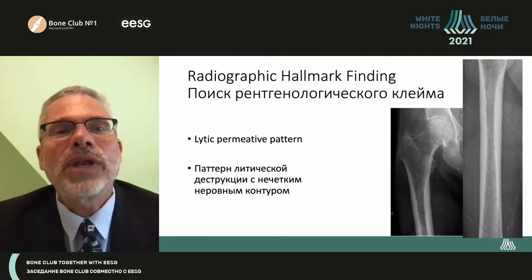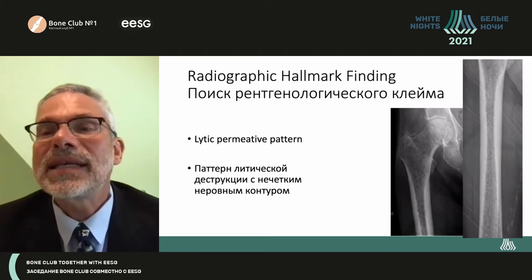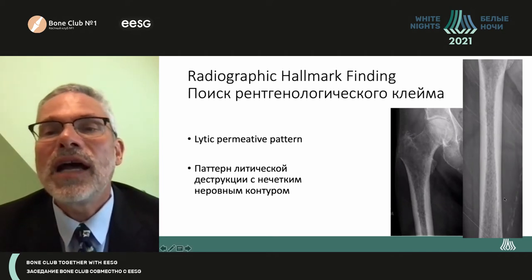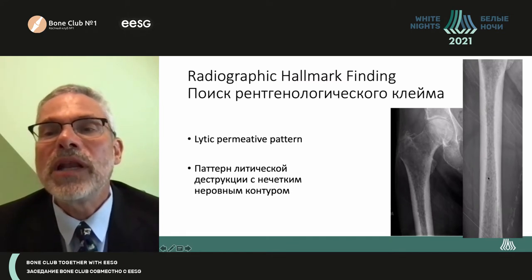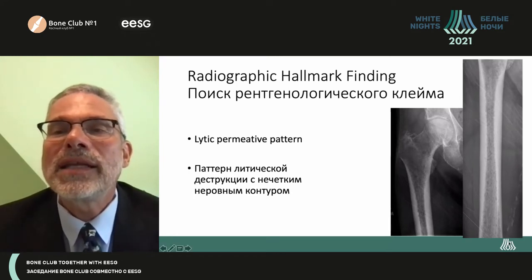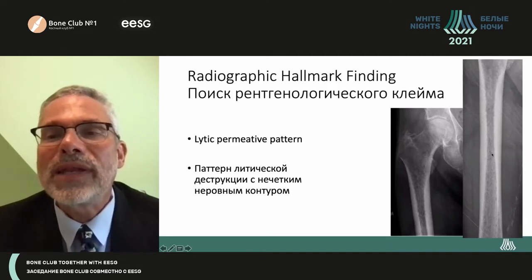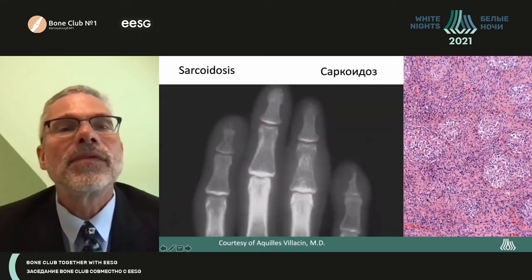So the hallmark radiographic finding of round cell lesions is this lytic permeative pattern that we see. And it's not specific for benign or malignant. It occurs in all round cell lesions. And this is what we look for. When the lytic permeative pattern, these holes need to be small. When the holes are very large, then we start thinking of vascular lesions.